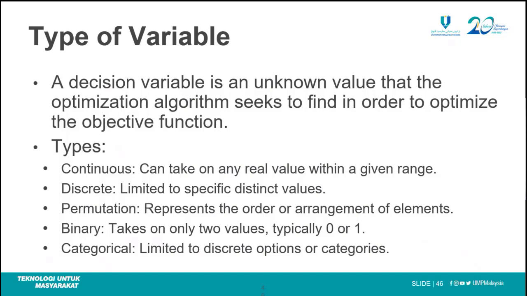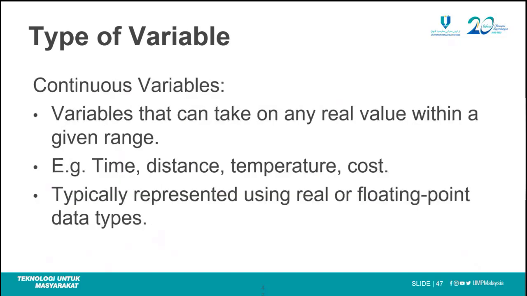Let us look at the definition of each category. A continuous variable can take any real value within the given range. For example, time, which can take any value with decimal places, and also distance, temperature, and cost. It can take any value. The continuous variable is typically represented using real or floating point data types. Normally in our case, we are using the real data type.